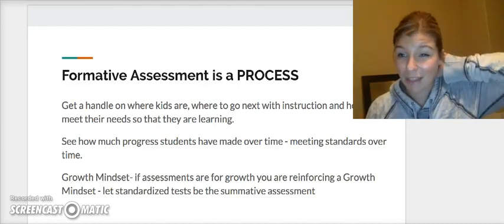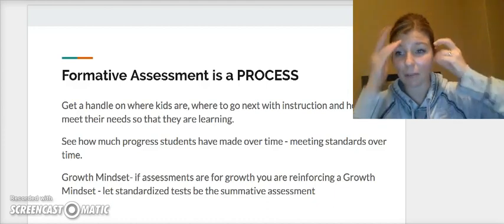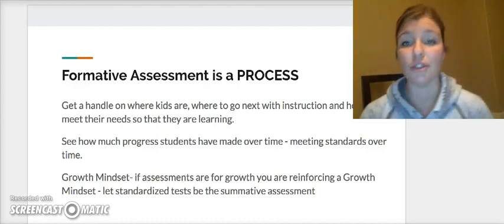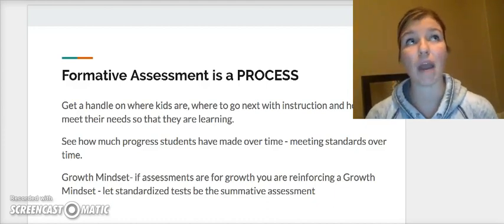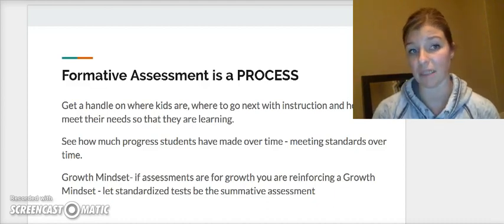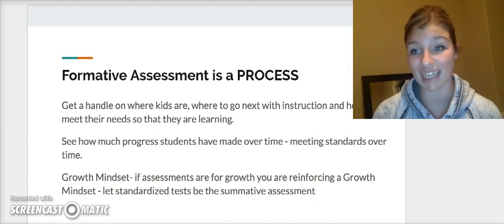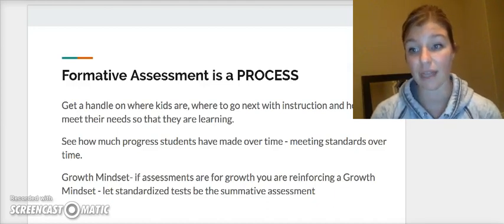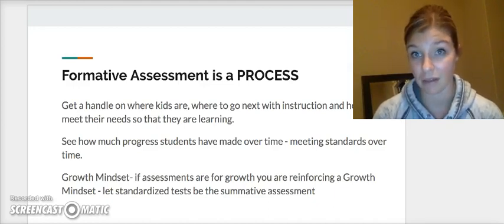Growth mindset is a huge piece here. Carol Dweck, we've talked about this a lot in her research. How you set up your expectations in your classroom, in the ways that you use assessments, in the ways that you teach students to assess themselves and use the assessments for themselves, will lead them to a growth mindset.